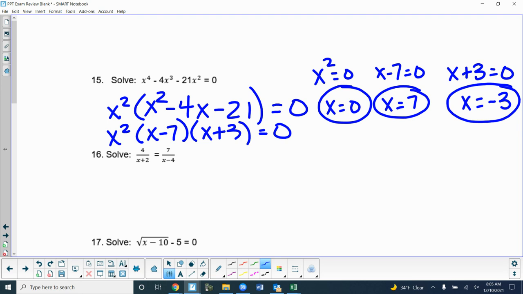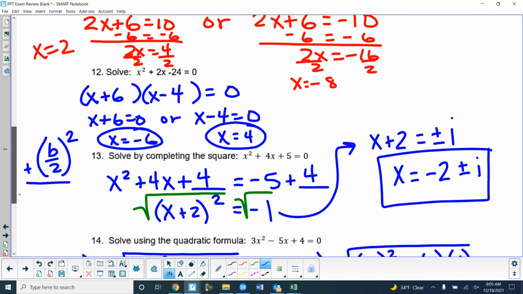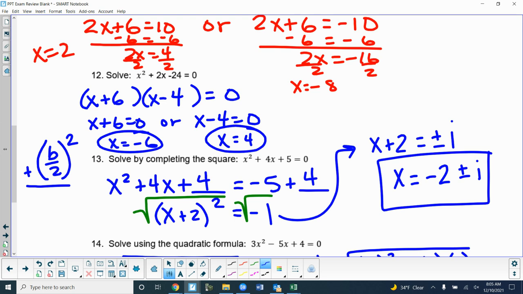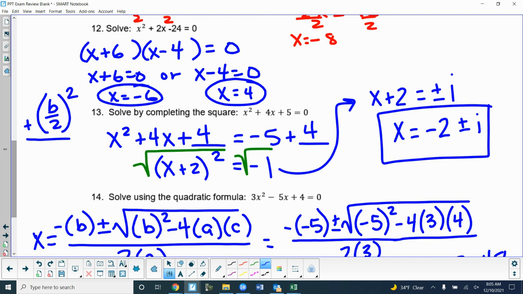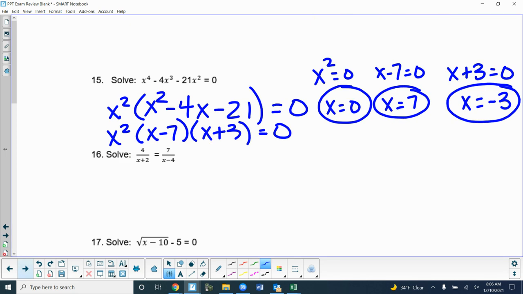So, write yourself a note. Factor number 15. Factor number, what was it, 12 was the other one we factored? Factor 12. Complete the square, it tells you there. Quadratic formula tells you there. And then we're factoring again.